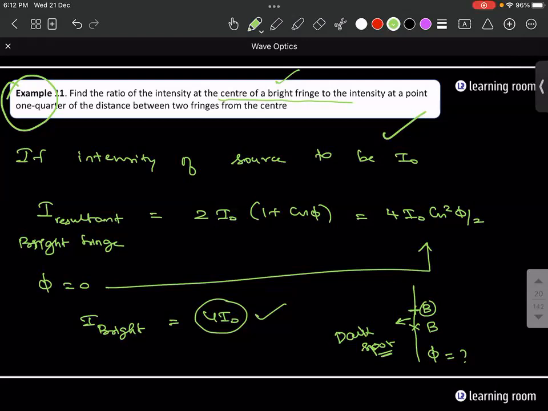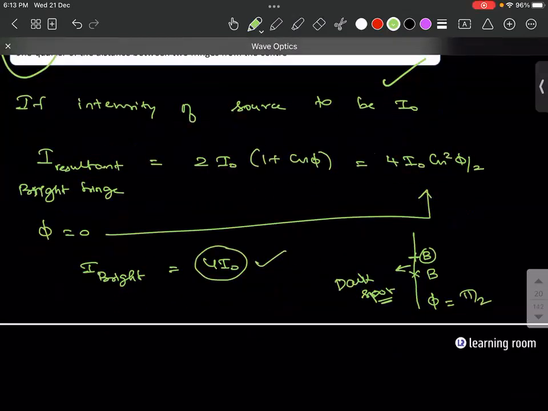Phi by 2, sir. Think and tell me now. Phi by 2, correct? Sir, phi by 2, correct? Correct, then. Be confident. Only when you have this, you're going to have a dark fringe that is formed.